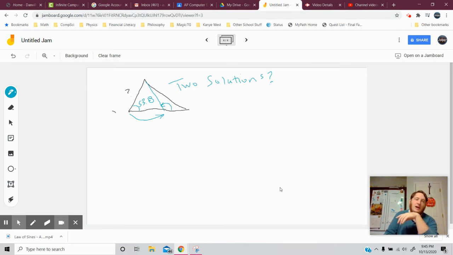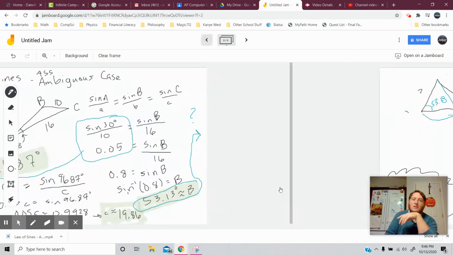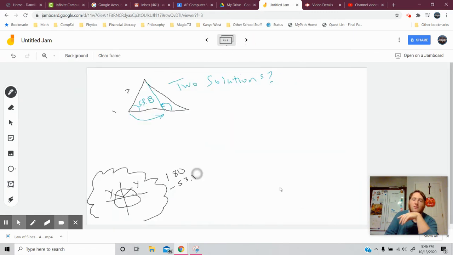And this goes back to the idea that, thought bubble time, when you're thinking about trig in the coordinate plane, this y coordinate would be the same as that y coordinate. And you don't actually know whether it's the 53 degrees or that it's over here, in which case it would be 180 subtract 53 point, was it 13? 13. It might be that it's an obtuse angle instead.